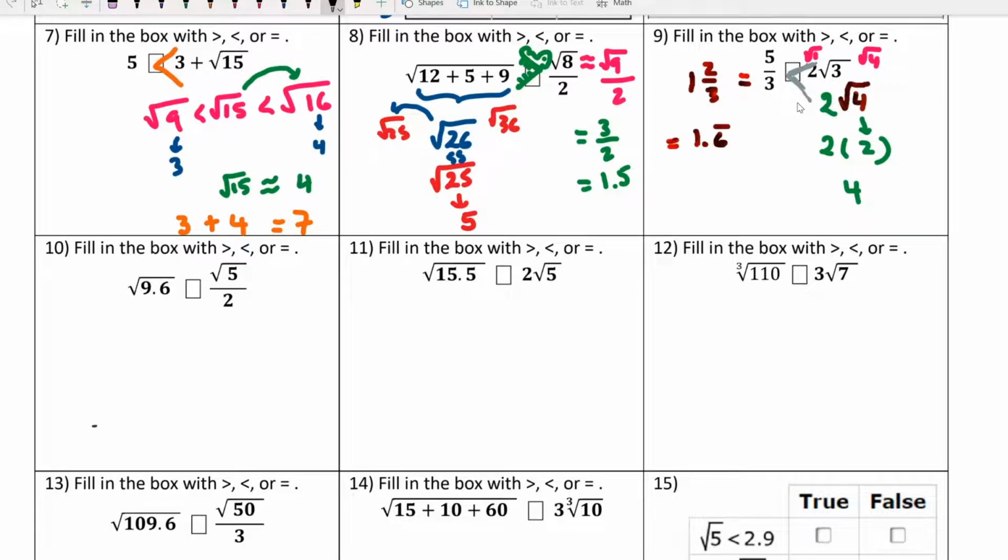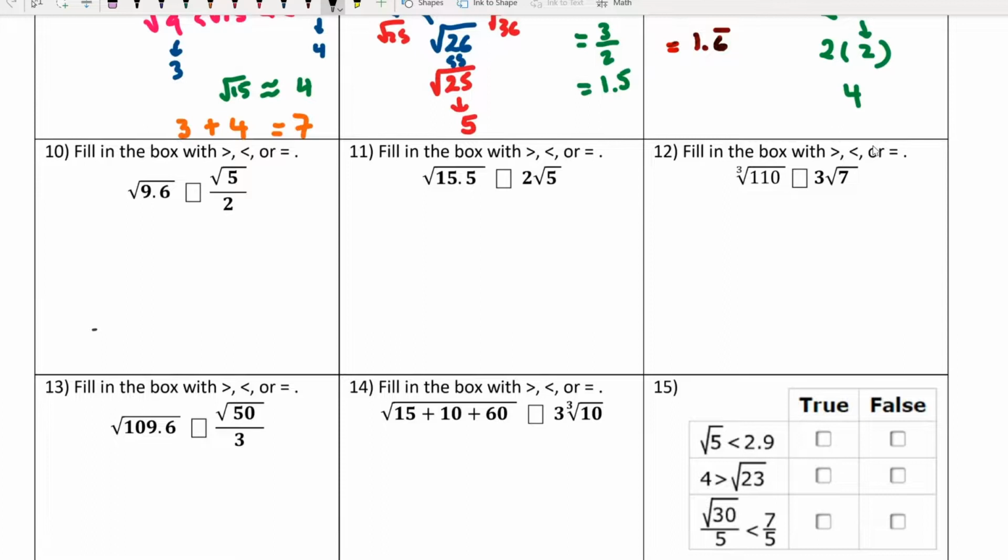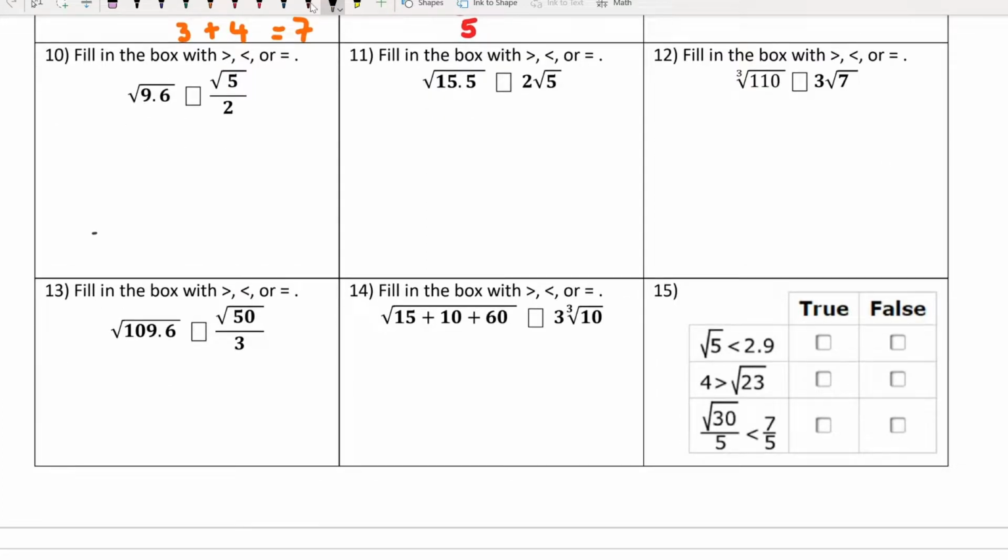Alright. Let's go over 10 through 12, and then we're going to end the first video here. Number 10, square root of 9.6. The nearest perfect square to 9.6 is 9, so the square root is 3. Square root of 5 over 2. The nearest perfect square to 5 is 4, so square root of 4 is 2, over 2, which is 1. So 3 is bigger than 1.